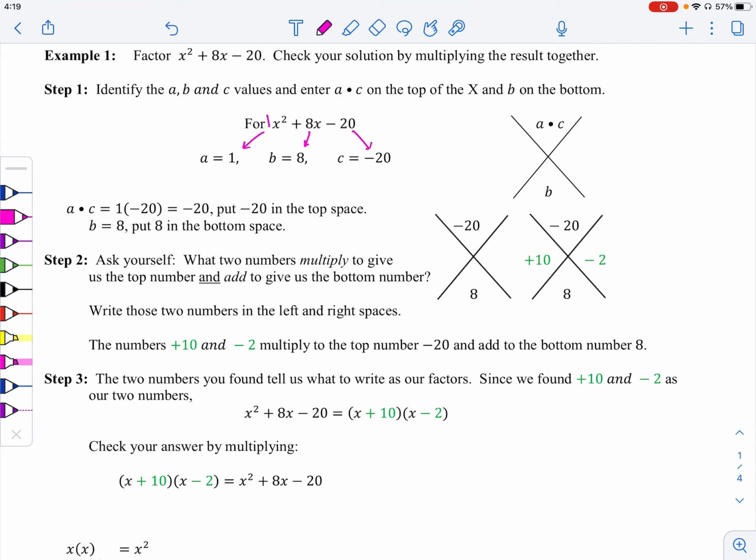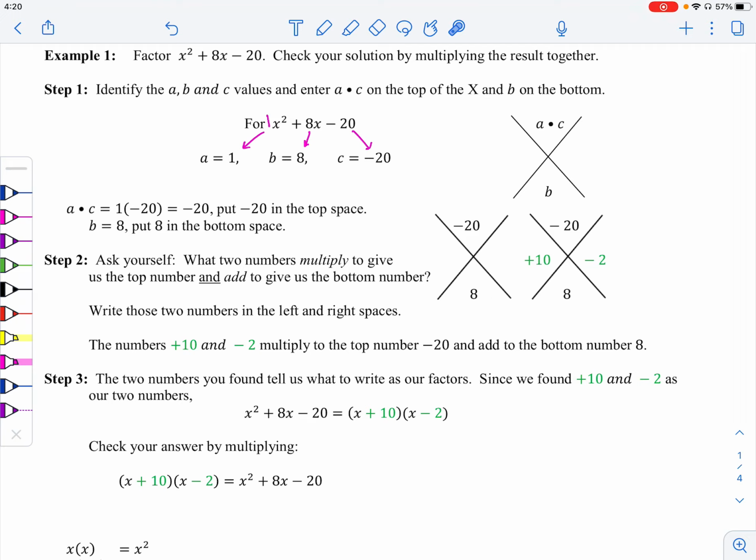So we identify what the a, b, and c are first. And then we're going to put it in the X. In this X, the top two numbers, a times c, 1 times negative 20, is negative 20. And then b goes on the bottom. So the middle number always goes on the bottom. All right, so this is the X method.